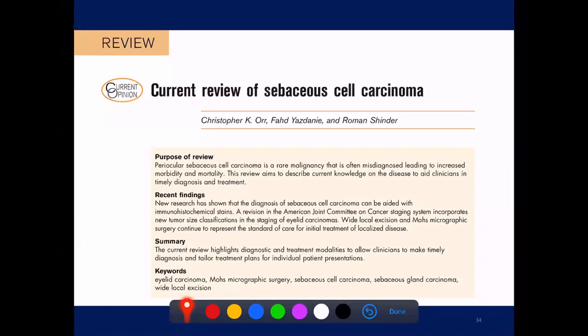So, Mohammed, why would you do map biopsy for sebaceous cell carcinoma? Why not do it for, let's say, basal cell carcinoma?